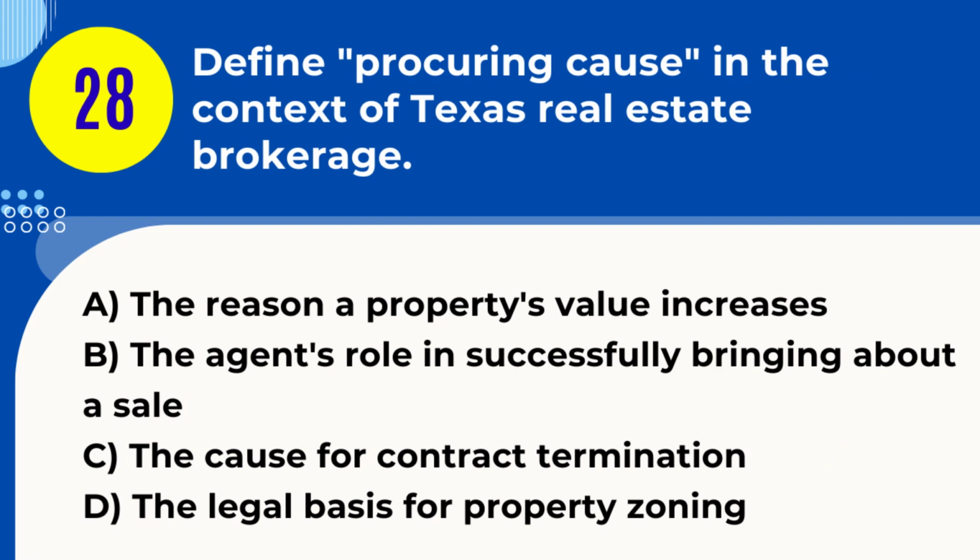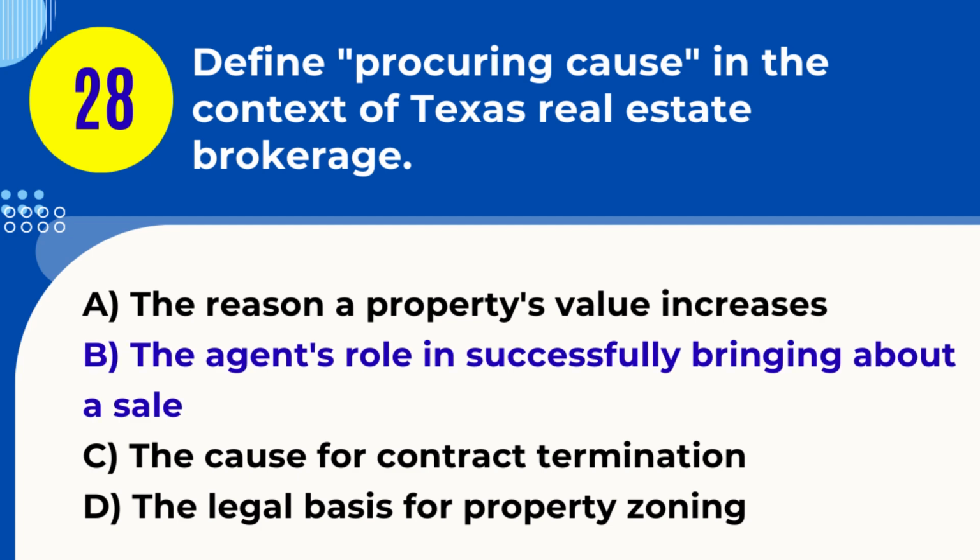Question 28. Define procuring cause in the context of Texas real estate brokerage. A. The reason a property's value increases. B. The agent's role in successfully bringing about a sale. C. The cause for contract termination. D. The legal basis for property zoning.